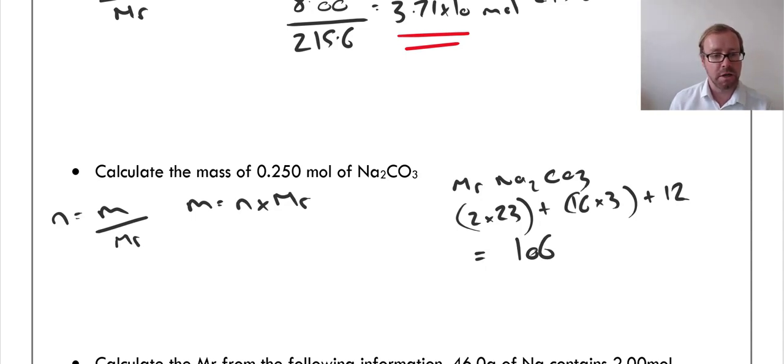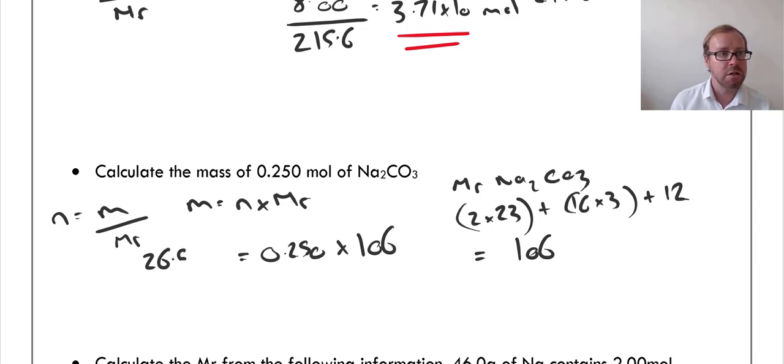Now I can stick it into this equation. So my number of moles is 0.250 times by my Mr, which is 106, which gives me a value of 26.5 something. What do I need to write here? Don't forget, always put your units, so 26.5 grams.